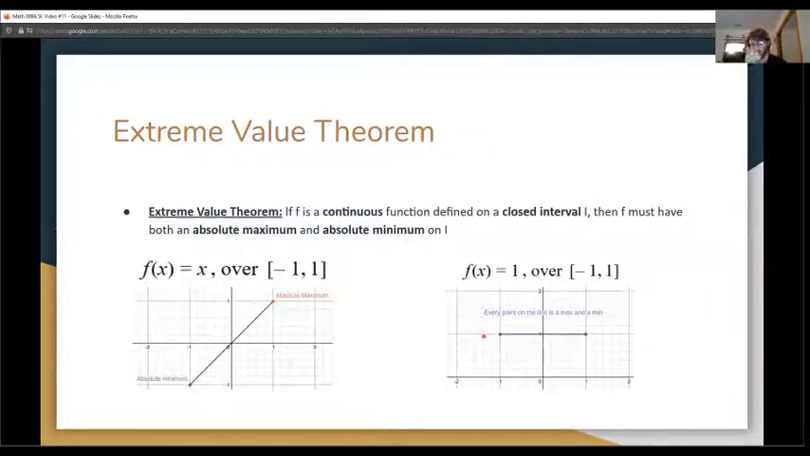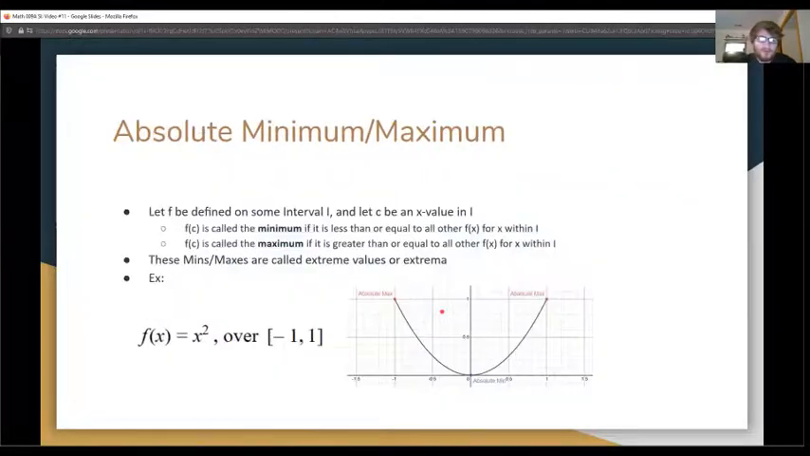And this one is a little more weird, but f of x is equal to 1 over the closed interval -1 to 1. So this is just giving us a horizontal line. And you might think that if it's horizontal, there's no maxes or mins, right? But if we go back to our definition of absolute maxes and mins, our only condition says it's a minimum if it is less than or equal to all other f of x for x in I, or it is greater than or equal to all other f of x for x in I.